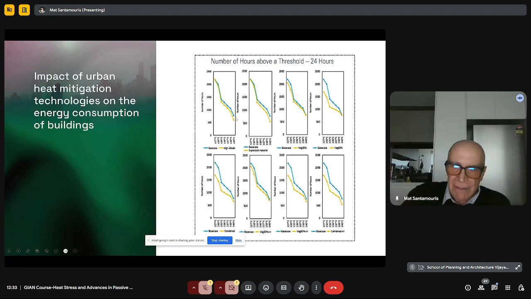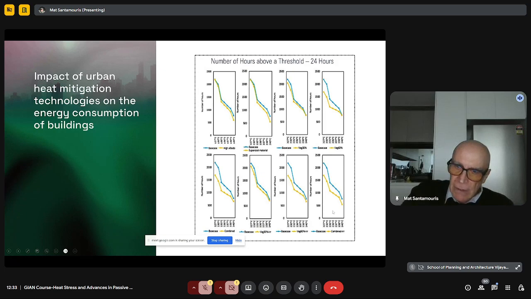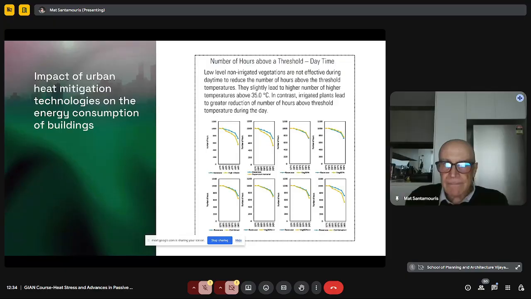And you see, for example, the difference in how we have decreased the overheating hours by using the different mitigation technologies. It's not enough to say that I can decrease the average temperature by 1.5 degrees. It is very important to calculate the impact during the whole year and to understand what really helps during the whole year and not just at a specific moment. And you can see, for example, that the combination of irrigated greenery with supercool materials has a tremendous impact on the overheating of the city, decreasing the overheating hours substantially.